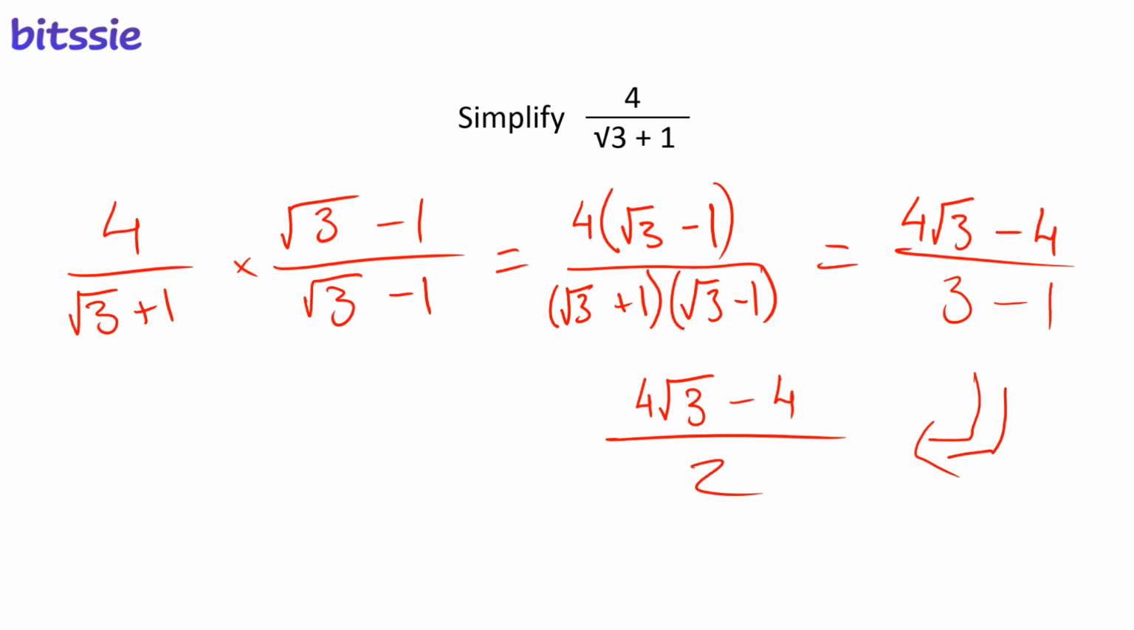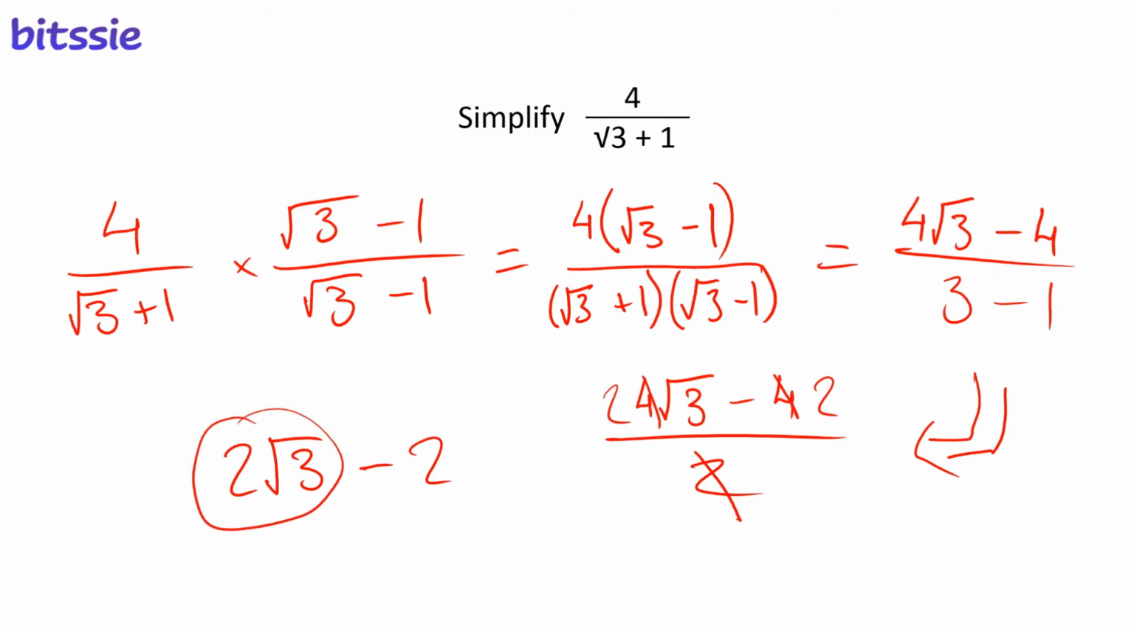But we can even take this a step further. We can cross out our over 2 and change this to 2 and this to 2 to give us 2 root 3 minus 2. As if we divide 4 root 3 by 2, we get 2 root 3. And if we divide negative 4 by 2, we get negative 2. So there's our answer.